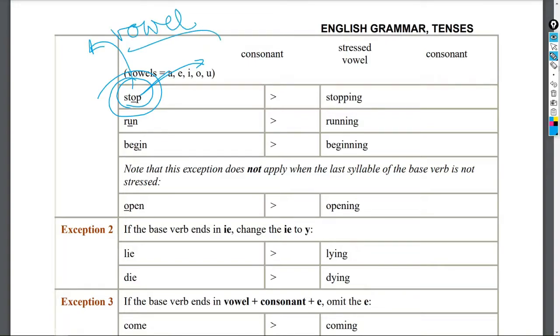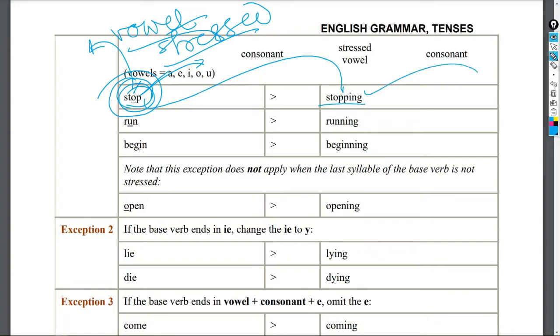So the word is ending with the consonant and it is preceded by a vowel, and the vowel is a stressed one, S-T-R-E-S-S-E-D, hai na? Isme kya hai? There is pressure, stress, when we are uttering the word stop, stop, stop. So in this way, stress is there on O. Therefore, in order to make the participle form or the ing form, what is needed? The last letter is to be doubled and then ing is to be added to stop. So there it will be stopping, run, running, begin, beginning.